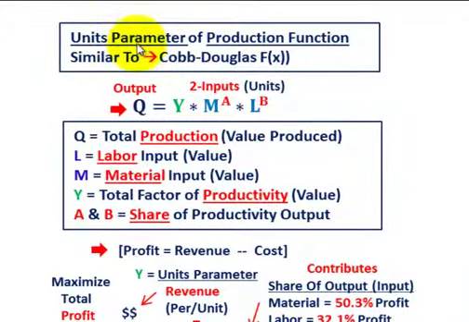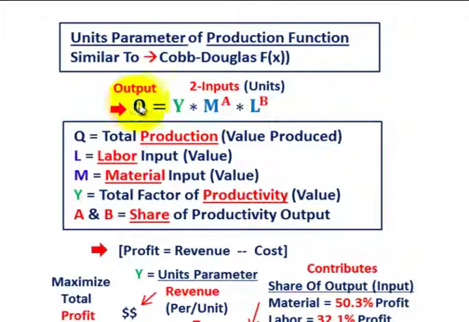What we're going to be going over here is the units parameter of a production function, and our production function is really going to be similar to the Cobb-Douglas production function. Okay, so this is our production function here. We're going to have some output Q here, and really that represents our total production, or the value produced.